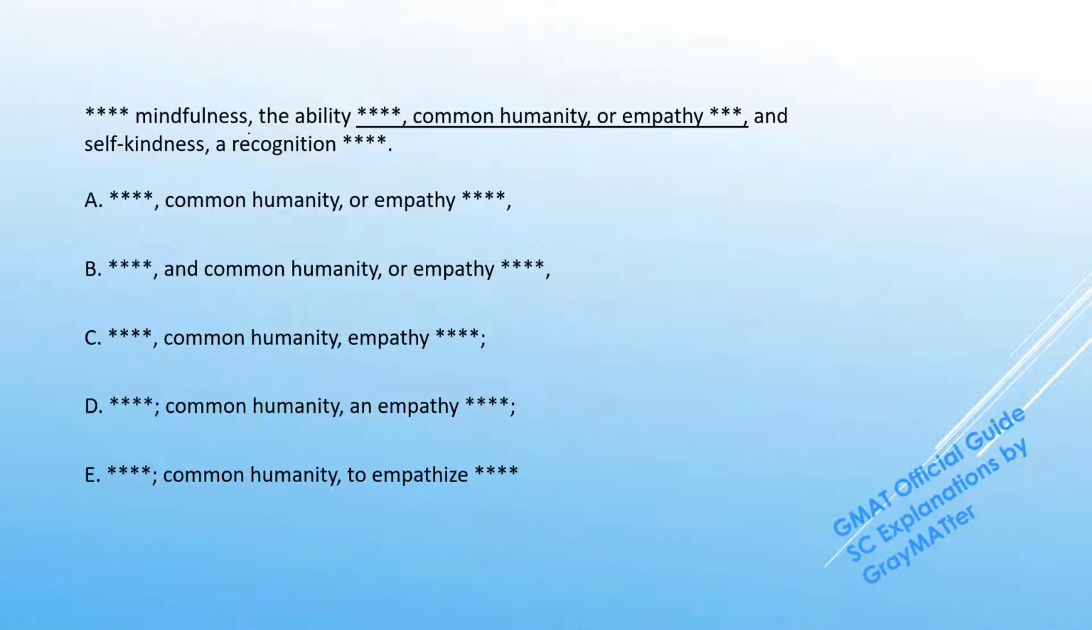So this question is testing us for the ability to process a complex list construction. The question reads, self-compassion is made of mindfulness, the ability to do something, common humanity or empathy, and self-kindness, a recognition of something. Now the presence of this confirms that what we're dealing with is a list construction. But let's see what exactly is going on here.